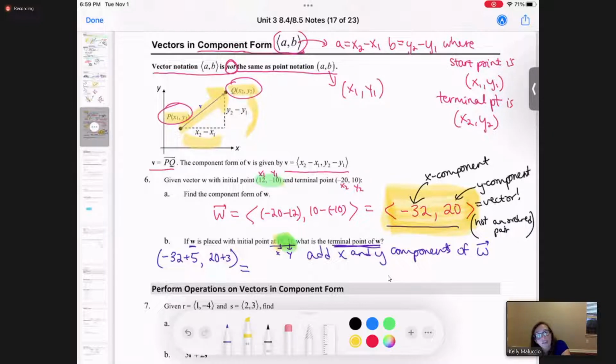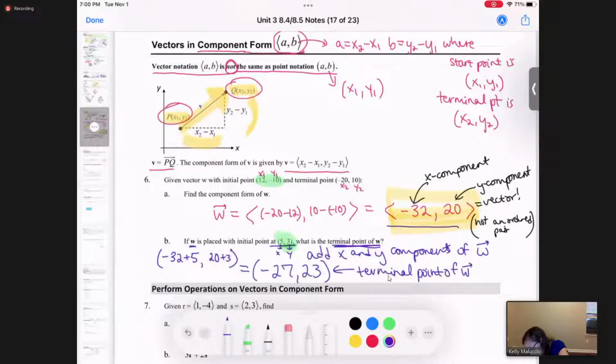So if we pretend it started at 0, 0, that's why we're able to just add 5, 3 into our components. So now the answer here, what do we get? -27, 23. This is the terminal point of W. And it is not a vector.